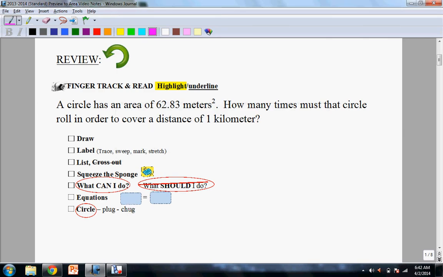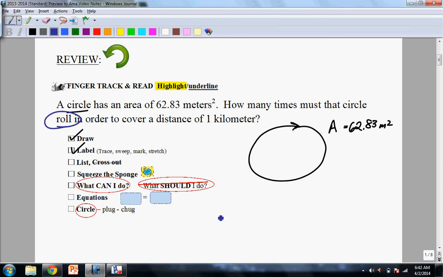Okay, let's see what you have figured out so far. First we want to try to draw this. We have a wheel or a circle, and so we're going to draw that circle, and we know that its area is 62.83 meters squared. That's the area. We're asked how many times must the circle roll. So we're being asked about the number of rolls to cover a distance of 1 kilometer.